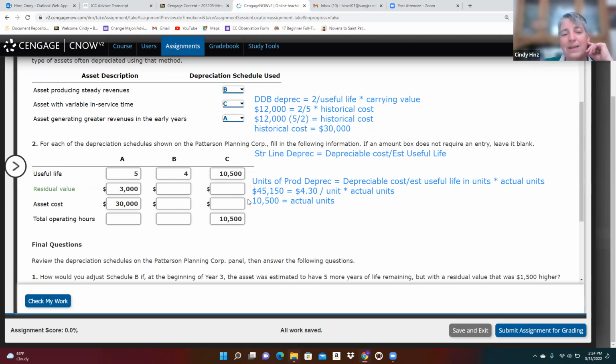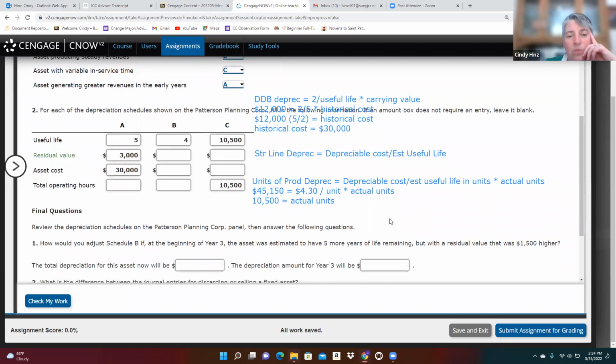We're not saying that asset B and asset C did not have a residual value. We're certainly not saying it didn't have an original or historical cost. All we're saying is we can't calculate that. And so don't feel too badly if you were stuck on that part, not knowing how to calculate those, because we can't calculate them.